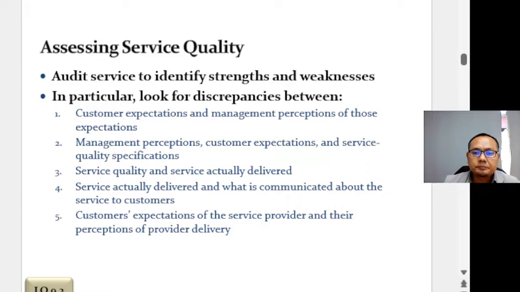Okay, so you see there are discrepancies in particular between customer expectation and management perception of those expectations. And that's management perception, customer expectation, and service quality specifications. And then service quality specifications and service quality delivered. Service quality delivered and what is communicated about the service to customers. Customers' expectation of the service provider and their perception of the provider's delivery. Okay. So if a gap is found, it can be related to tangibles or other service quality dimensions to address the discrepancies.